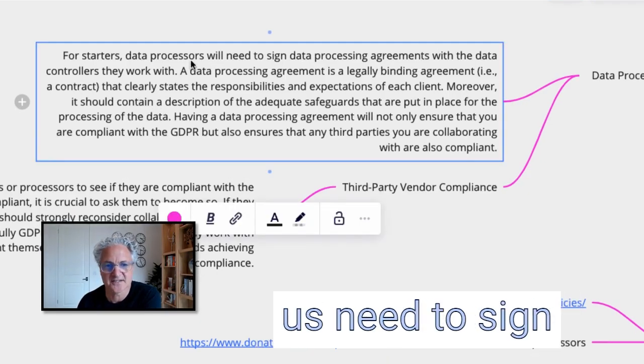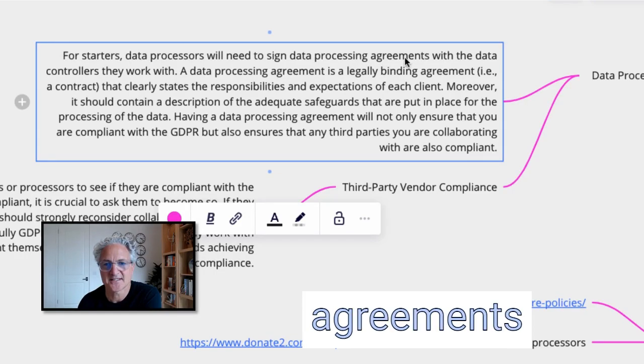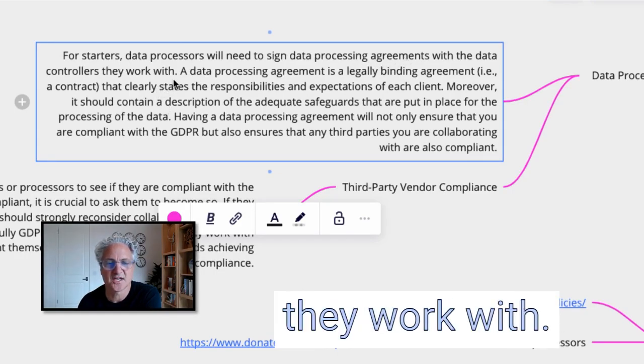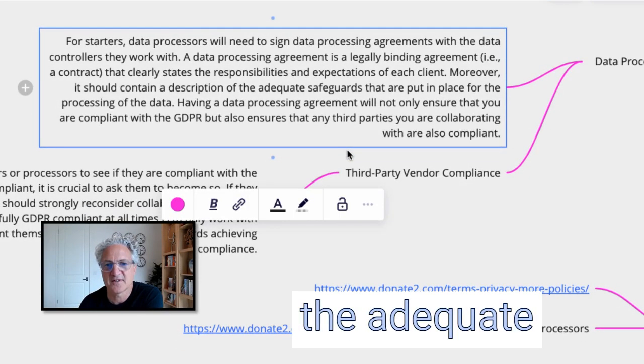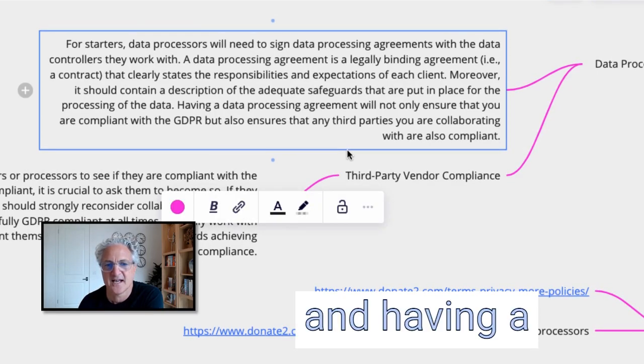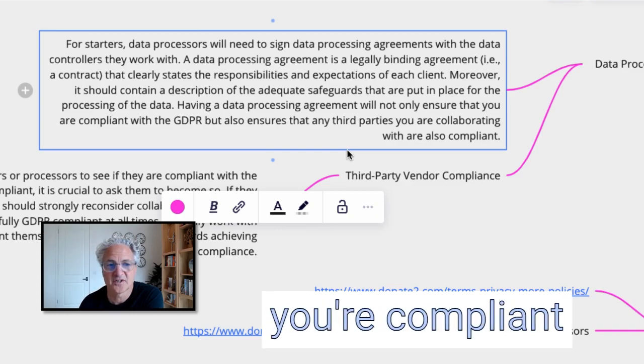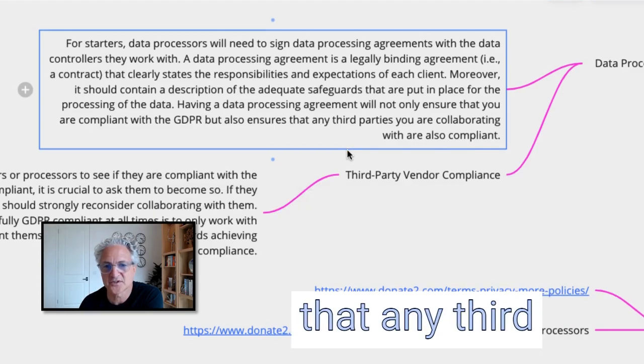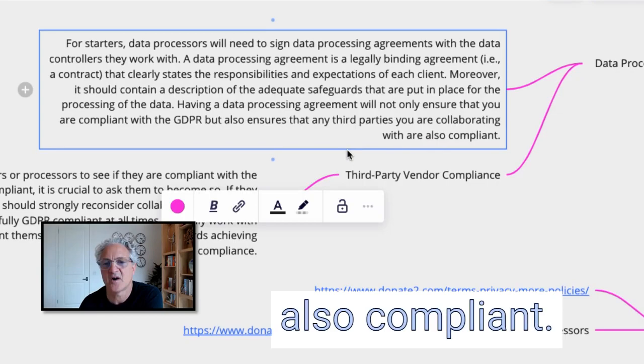Data processors, us, need to sign data processing agreements with the data controllers they work with. It should contain a description of the adequate safeguards that are put in place for the processing of data. And having a DPA will not only ensure that you are compliant with GDPR, but also ensures that any third parties you are dealing with are also compliant.